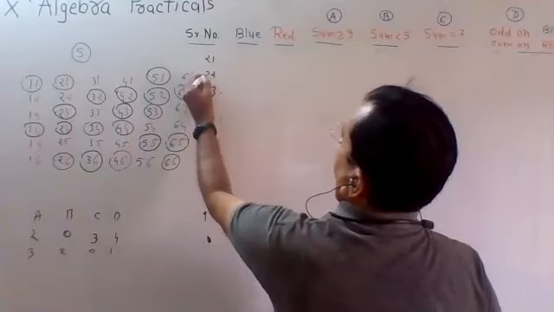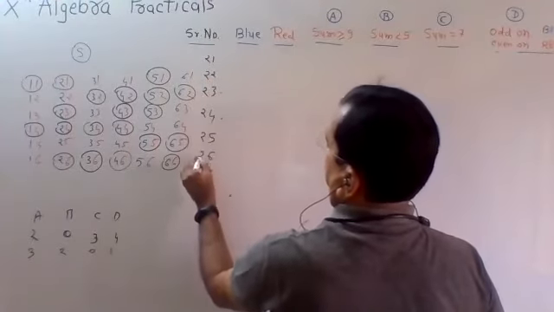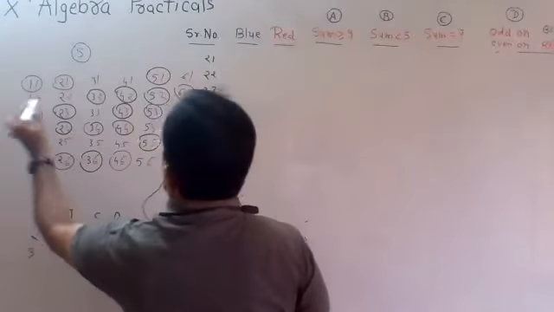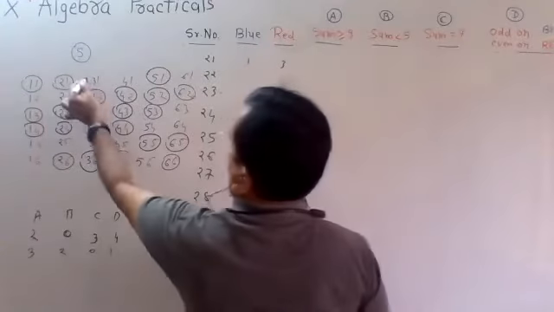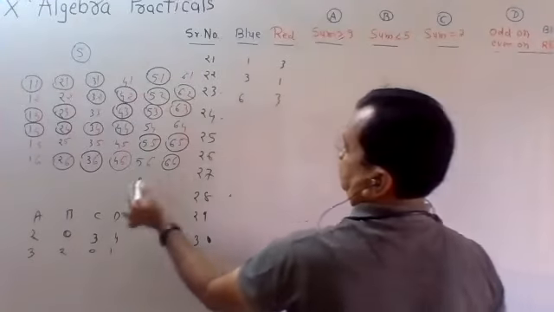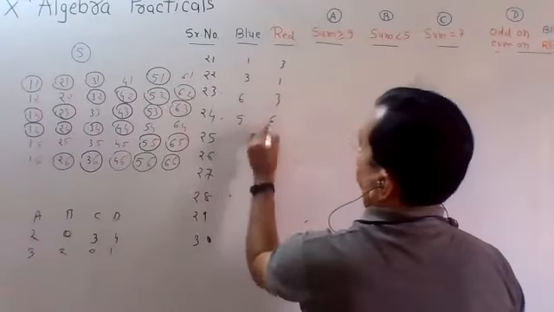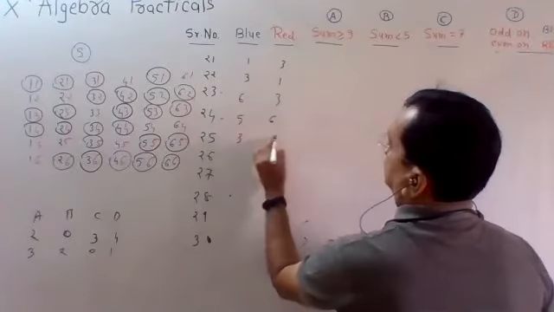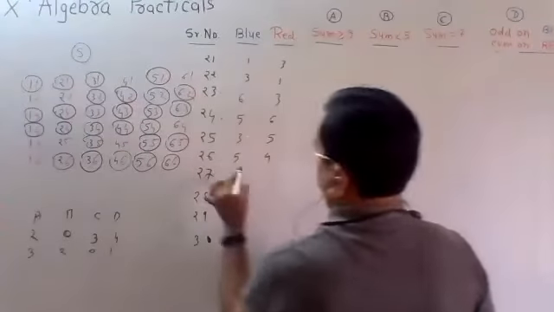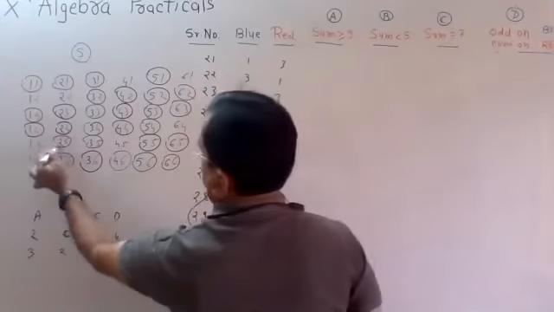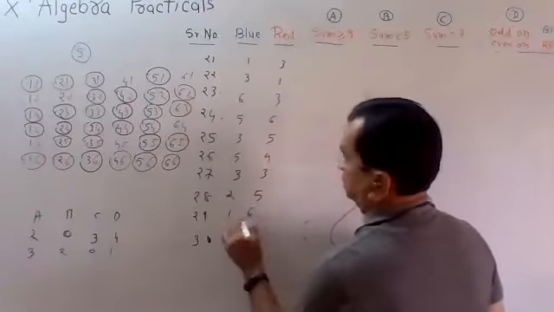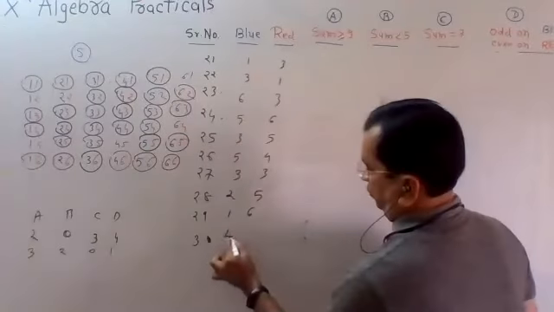That is 21, 22, 23, 24, 25, 26, 27, 28, 29, 30. So I'll take this 1 and 3. I'll take this 3 and 1. I'll take this 6, 3, 5, 6, 3, 5, 5, 4, 3, 3, 2, 5, 1, 6, 4, 1.